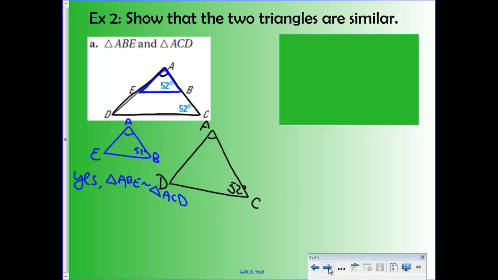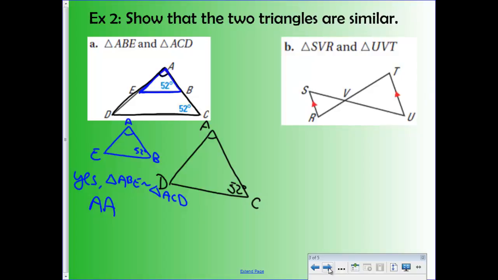Yes, they're similar. How do you know? By angle, angle. I have two angles congruent to two angles of the other triangle. Part B. What do those arrows mean? They're parallel. So we've got parallel lines. What else do we have?